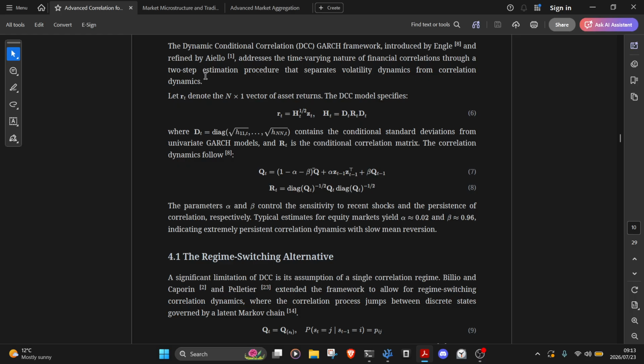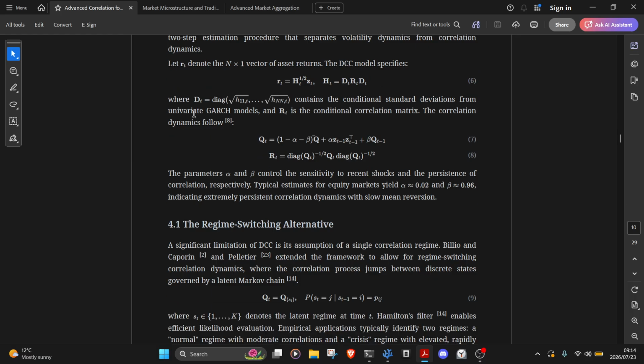The parameters alpha and beta control the sensitivity to recent shocks and the persistence of correlation, respectively. Typical estimates for equity markets yield an alpha approximately 0.02 and a beta approximately 0.96, indicating extremely persistent correlation dynamics with slow mean reversion.